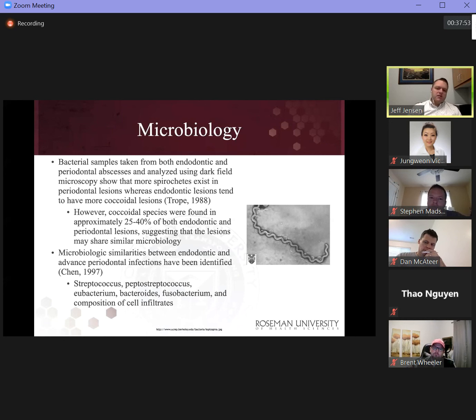There have been some similarities found between endodontic and advanced periodontal infections, and that's just a list of some of those bacteria. I don't think there's going to be a question on specific bacteria, but there it is for your information if you are interested. So the point of this slide is that there are differences between the two. However, they do overlap on a few things. Mainly spirochetes in a periodontal lesion are more common.